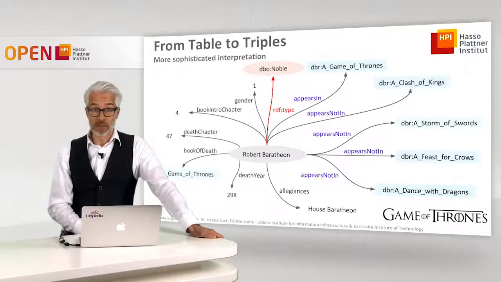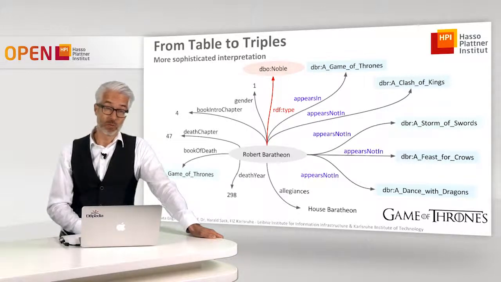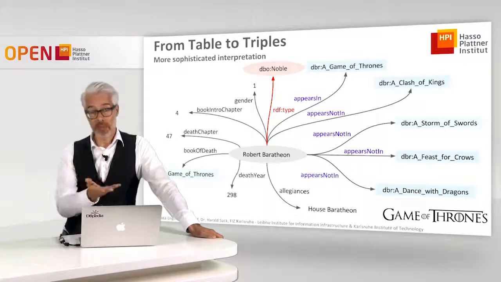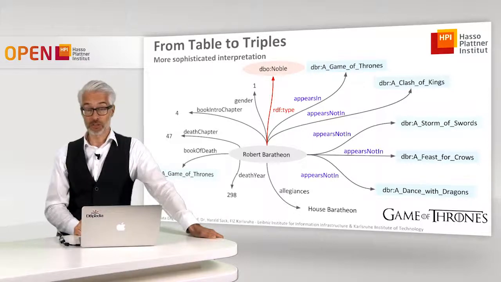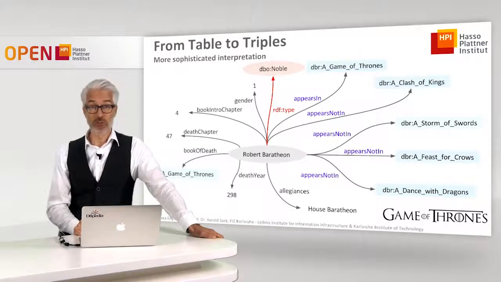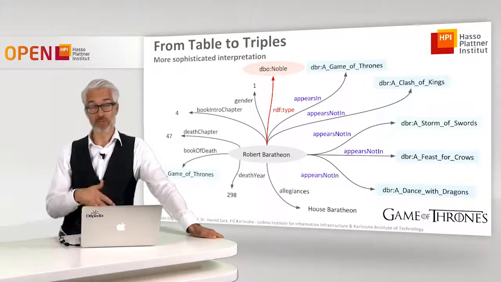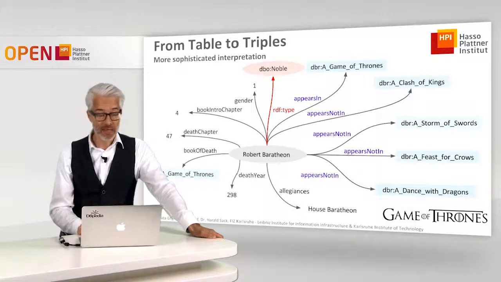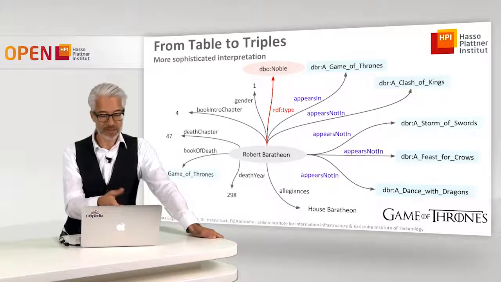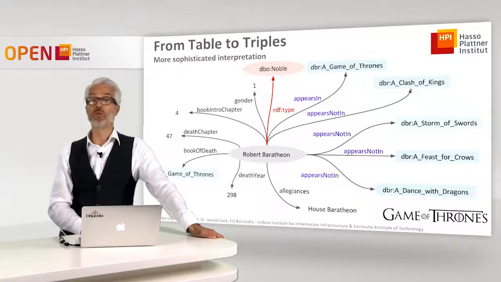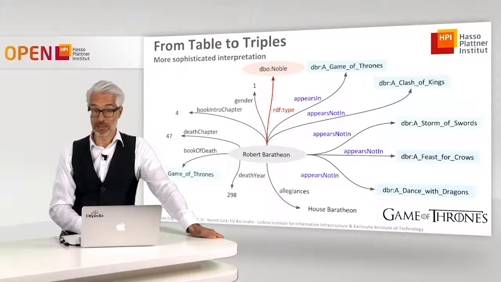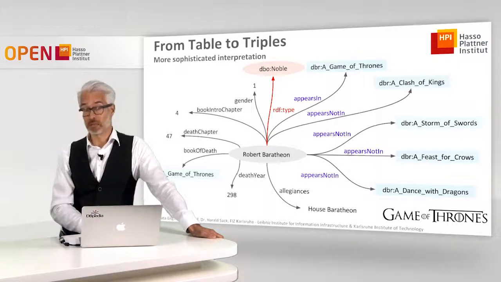Another thing, noble. So nobility also was 0 or 1, and you can substitute this again with something from DBpedia. I have taken here the DBpedia ontology, which provides a class which is DBO noble, and there, of course, are people listed who are members of nobility. And then I can say simply Robert Baratheon is of RDF type DBO noble. And then, of course, somebody could make sense of this information because it's from the DBpedia ontology, and other people are using it.